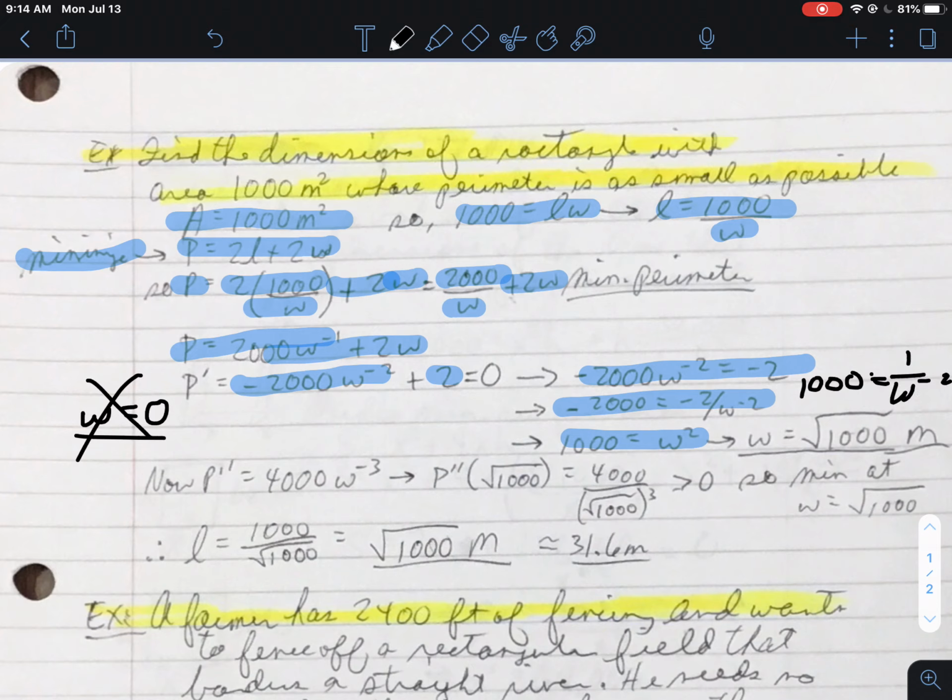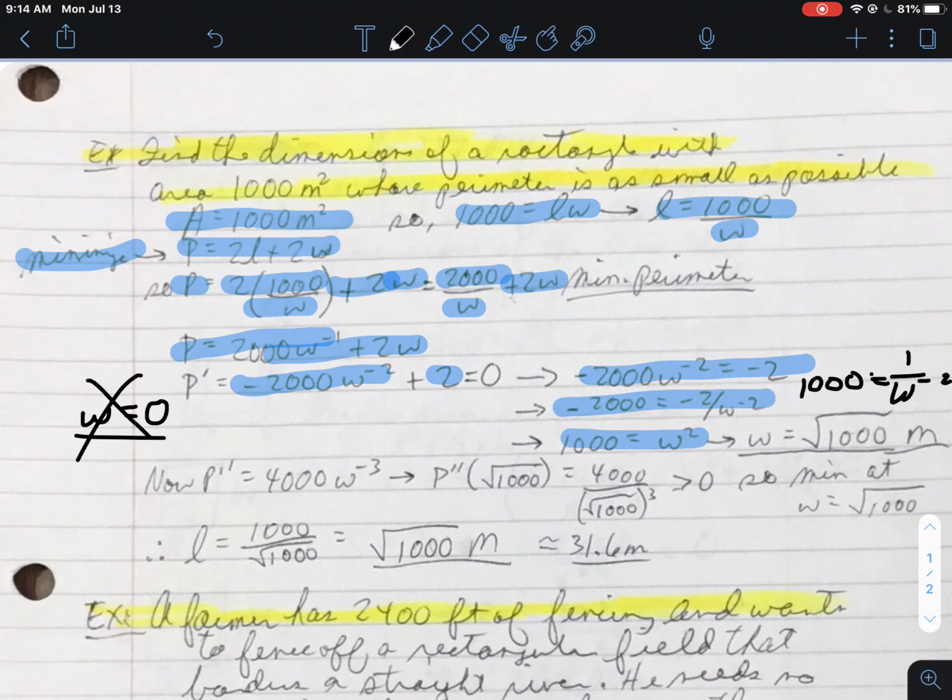So then W, technically, is plus or minus the square root. We're using that square root property, taking the square root of both sides, so W is plus or minus the square root of 1,000. But for the same reason we mentioned earlier with respect to 0, negative square root of 1,000 would not be relevant to this application because our width has to be a positive value. So there's our really only relevant critical number: W is equal to the square root of 1,000 meters.